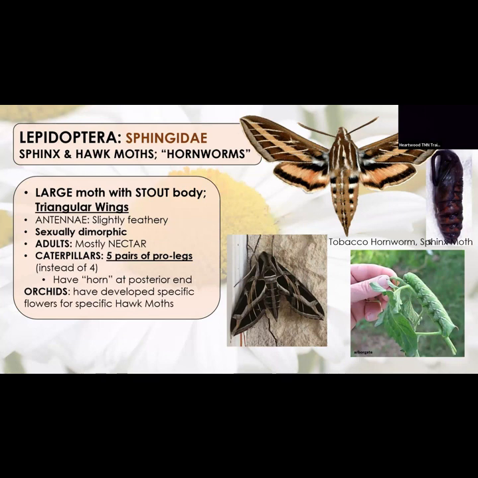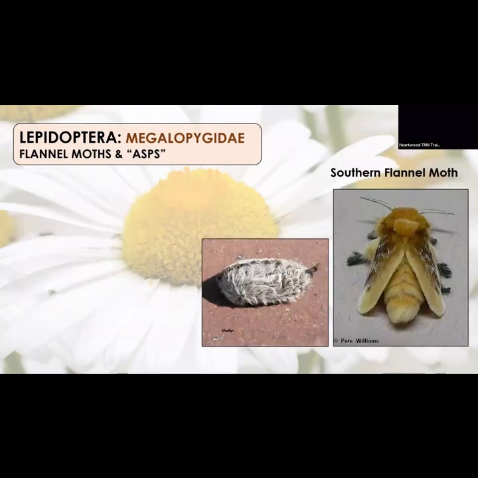And a lot of plants have developed very specific relationships to these moths. In particular, a lot of orchids have adapted their corolla and their flower shape to specific hawk moth species. So that's why some of these flowers have such crazy corollas: they've adapted to a certain kind of moth so that they can have that relationship.